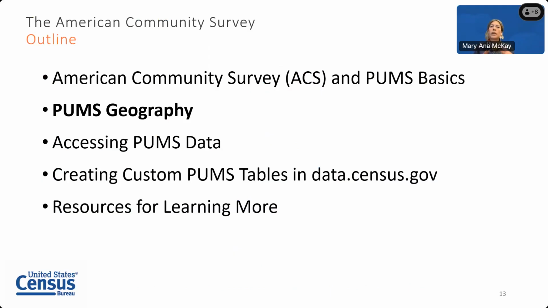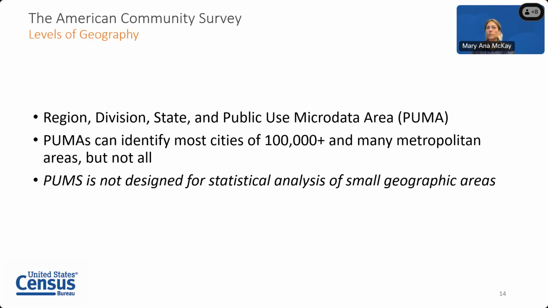Now that we've covered some basics, we can dive into PUMS geography, which might be a little different than the geography that you're used to. To ensure the confidentiality of the ACS respondents, the Census Bureau has to balance geographic detail with detail in the data. There are more than 250 variables on a single PUMS person record. This means that we cannot identify as many small geographies in the PUMS as users might hope. We can put the region, division, and state on the file, but the only other geography is something called the Public Use Microdata Area, or PUMA.